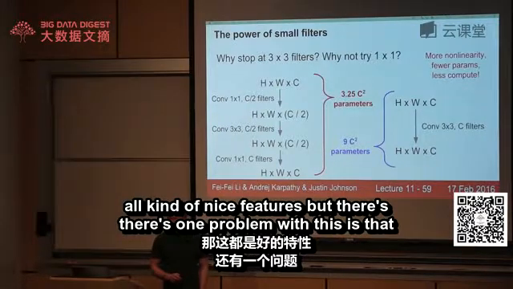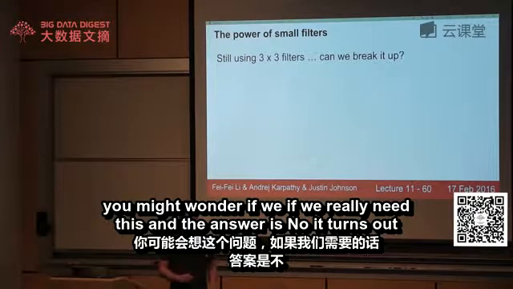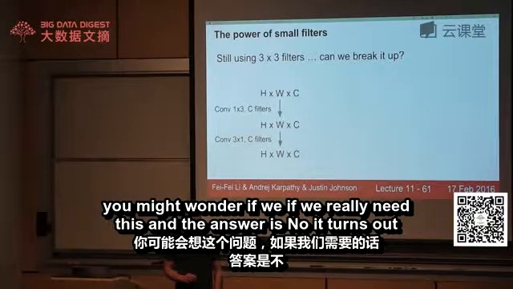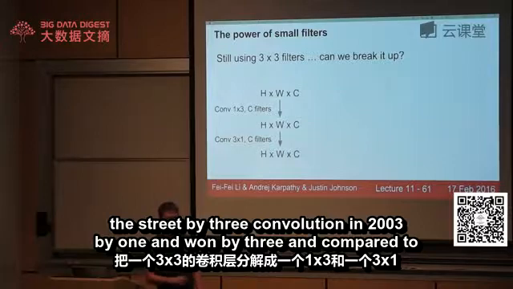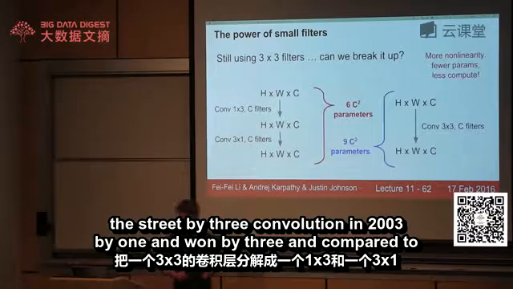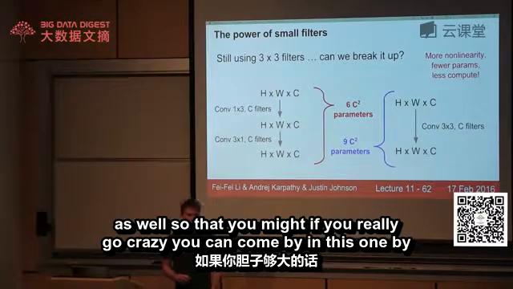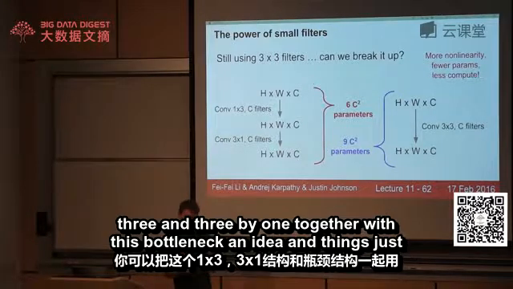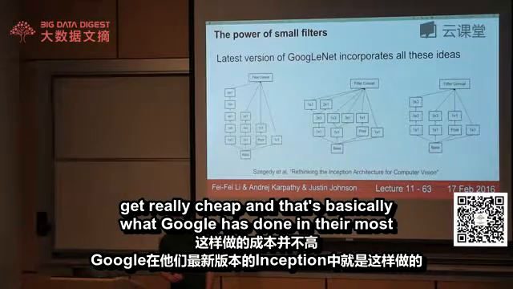But there's one problem with this, and that's we're still using a 3x3 convolution in there somewhere. And you might wonder if we really need this. And the answer is no, it turns out. One crazy thing that I've seen recently is that you can factor this 3x3 convolution into a 3x1 and a 1x3. Compared with a single 3x3 convolution, this ends up saving you some parameters as well. If you really go crazy, you can combine this 1x3 and 3x1 together with this bottlenecking idea, and things just get really cheap. And that's basically what Google has done in their most recent version of Inception.